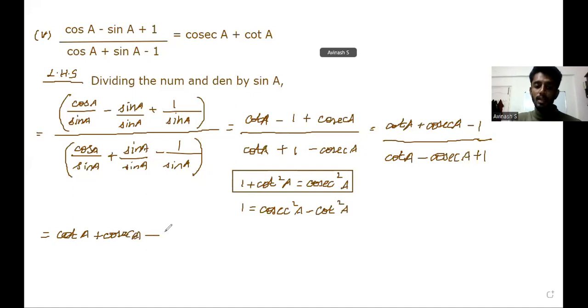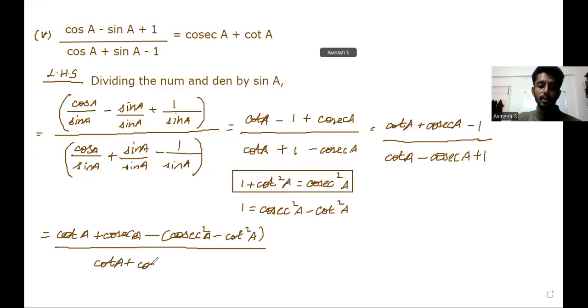In the place of 1, I am substituting cosec square A minus cot square A. So like this I'm doing. And the denominator I'm not going to change at all. The denominator is going to remain cot A plus cosec A minus 1. You will understand why I'm not changing it.